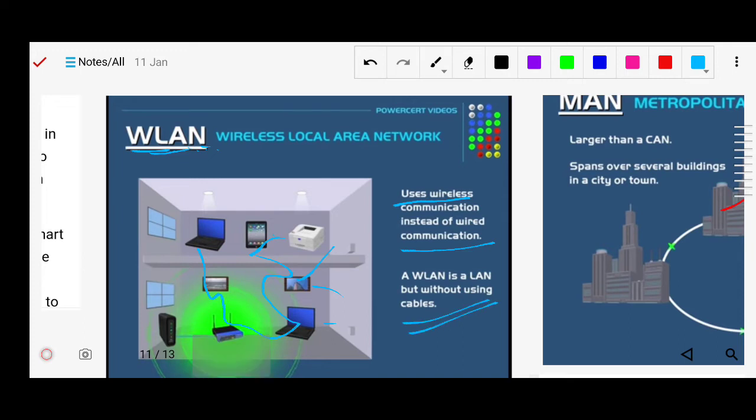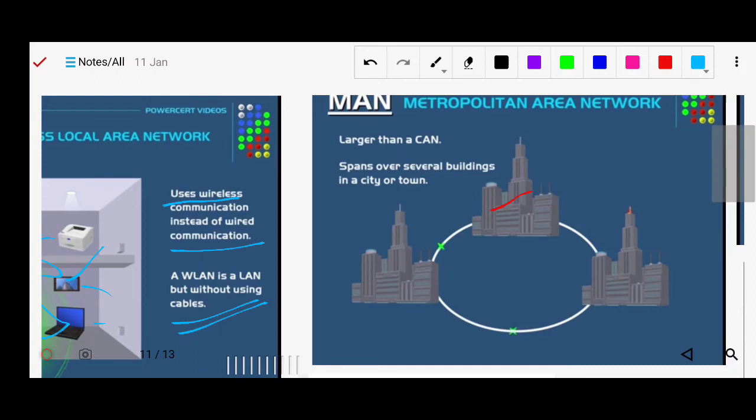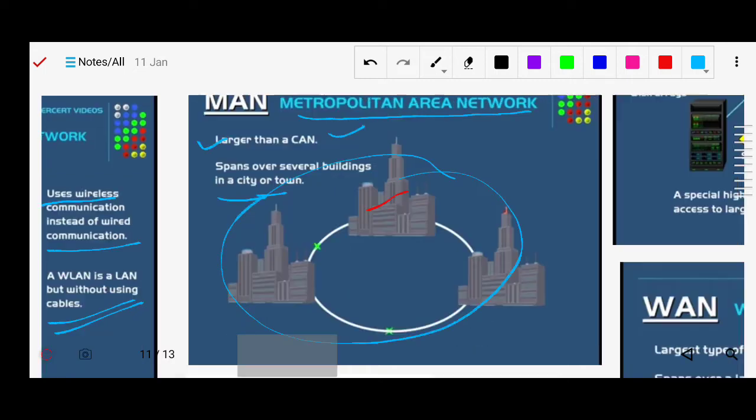Now next, which we have seen, MAN, metropolitan area network. You can see it is larger than a LAN and spans several buildings in a city or a town. So this is your MAN.